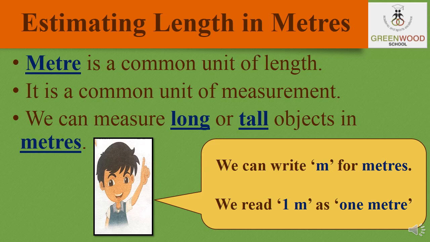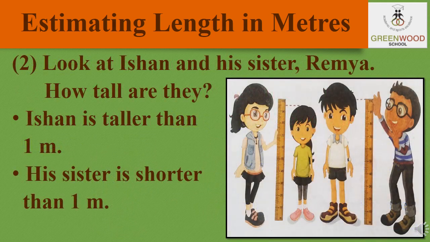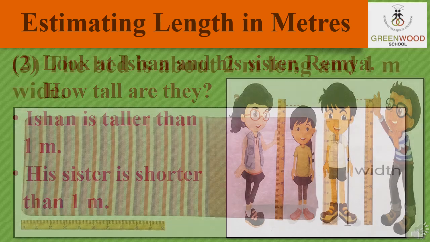Let's see an example. Look at Ishan and his sister Ramya. How tall are they? They are measuring their heights with the 1 meter ruler. Now as you can see in the picture, the boy Ishan is taller than the scale used over there. So we can say that Ishan is taller than 1 meter, while his sister Ramya is shorter than 1 meter.